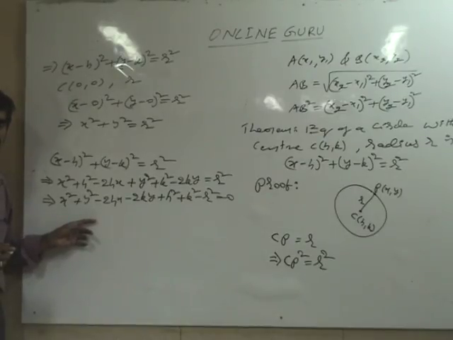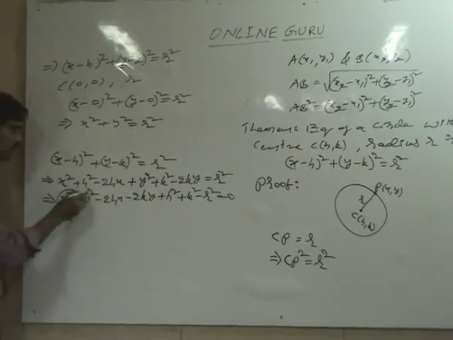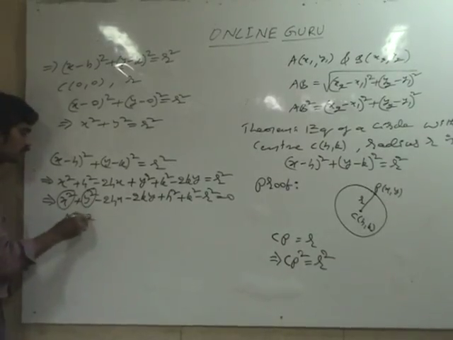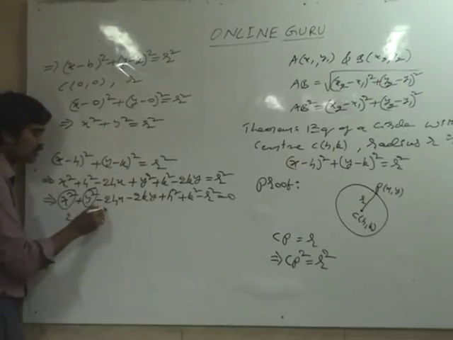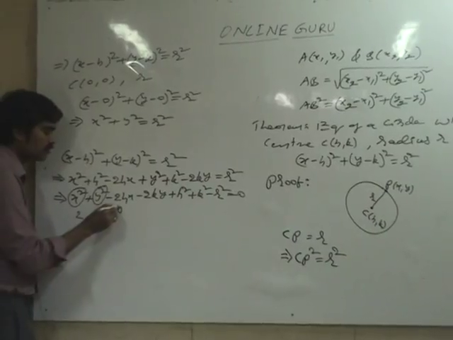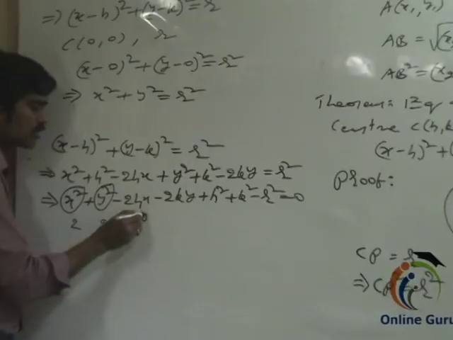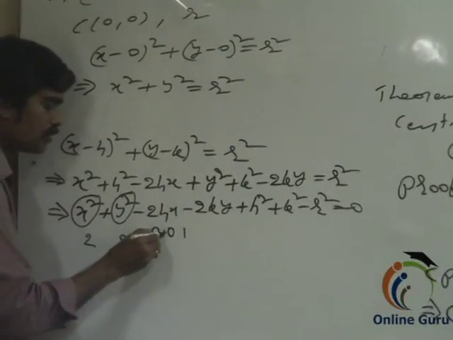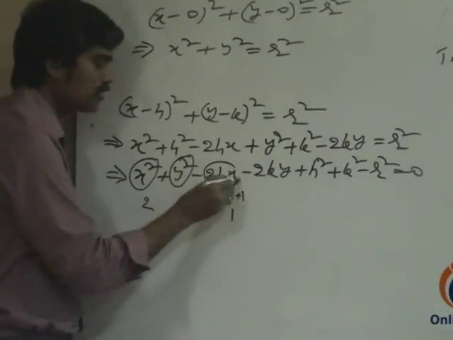What are those points? The degree of this term is 2, the degree of this term is 2, and this is a constant, so its degree is 0. h is a constant, its degree is 0. For the x term, the degree is 1: 0 plus 1 becomes 1, so the degree of this term is 1.